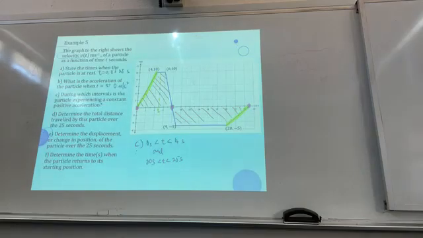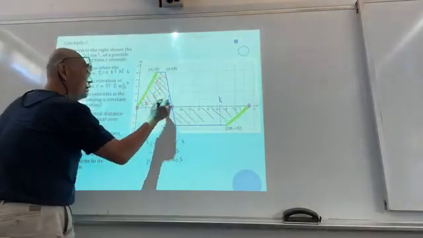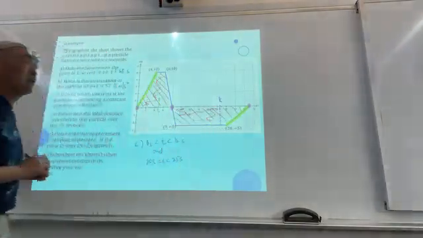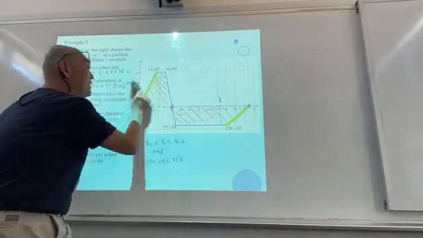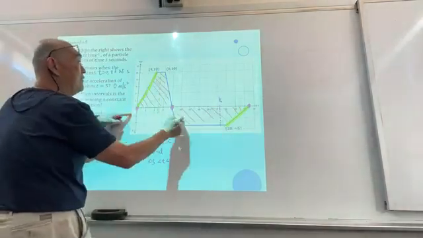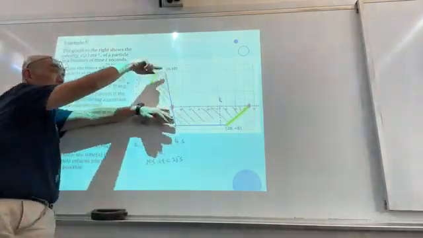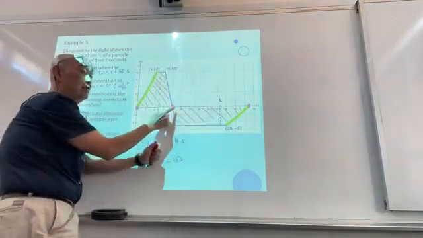Last one: you need to find the times when the particle returns to the starting position, so the area equals 0. When it returns to the starting position, the displacement is 0. This area plus this area has to be 0, correct? You need to find what the k value is. You know this is a trapezium, and this is a trapezium as well.